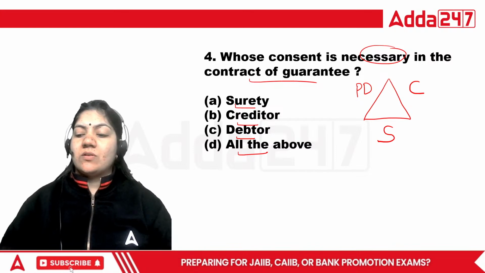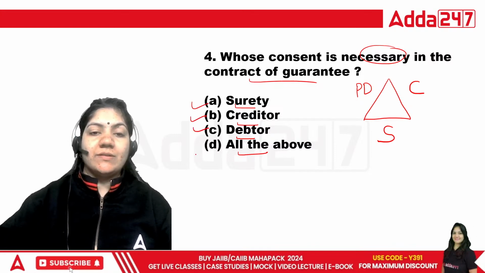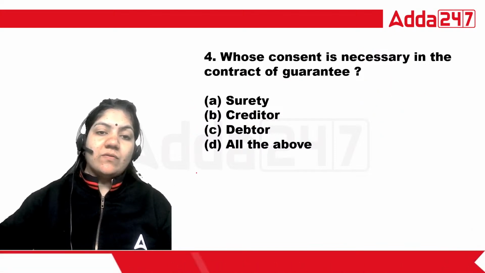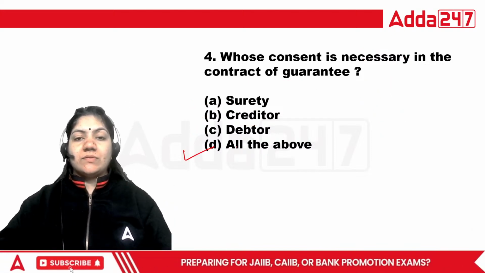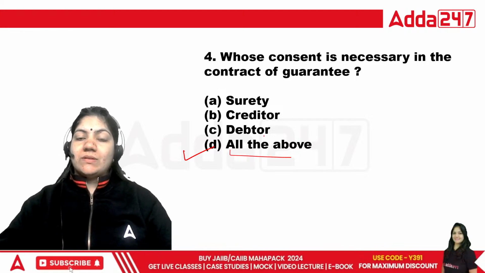So class, in the contract of guarantee, the consent of the surety, creditor, and debtor is all necessary. So that's why for the fourth one, D is the right answer. Okay, D is the right answer because all consents are necessary.